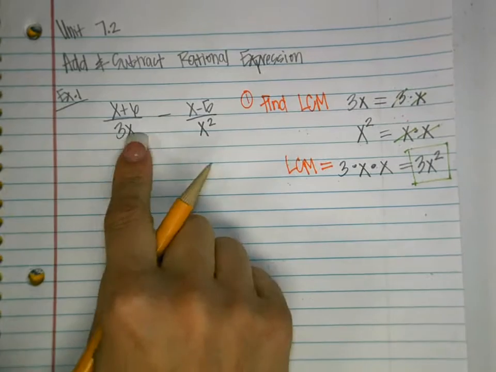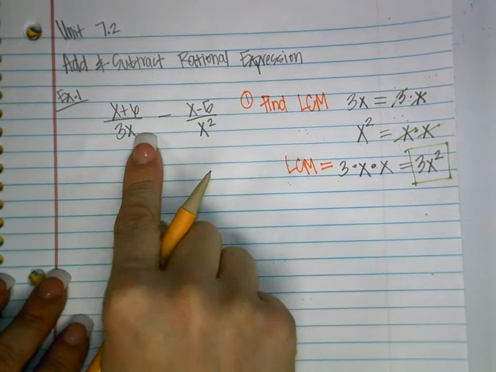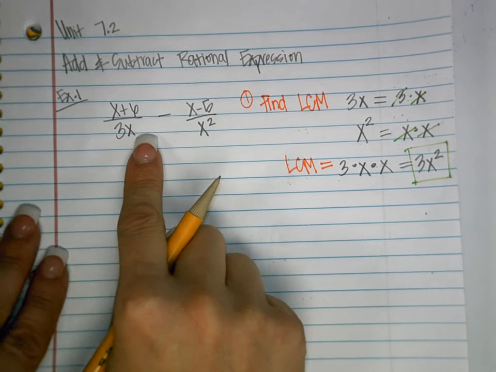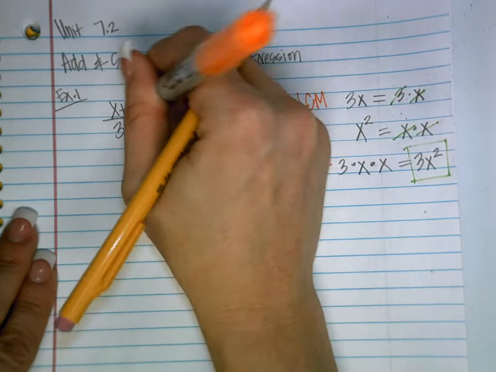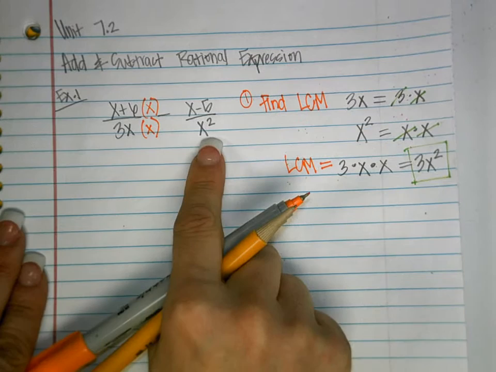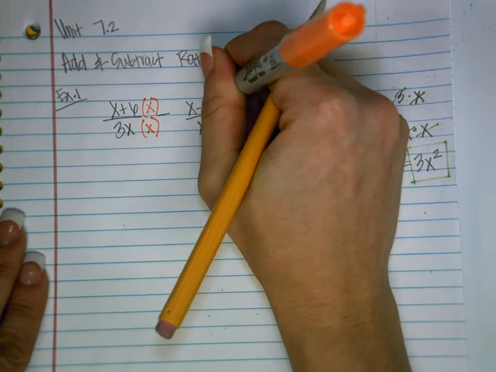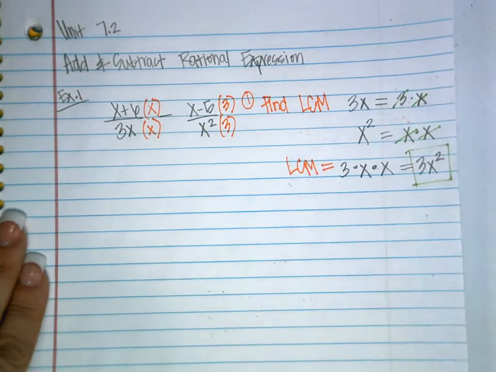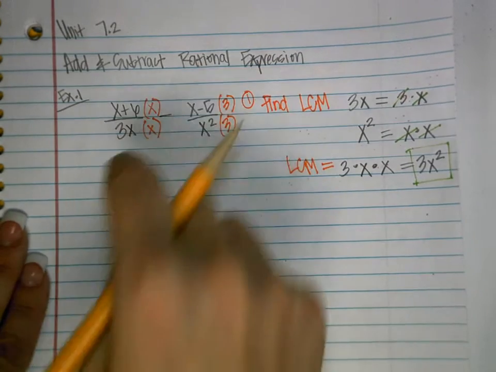So if I need to get to 3x squared, what would I have to multiply by? What am I missing in my first fraction? An x. So you would multiply by x in the numerator and x in the denominator. Then what am I missing in my second fraction? A 3. So you're going to multiply by 3 over 3. You can't just multiply on the bottom or just on the top. We have to multiply the top and the bottom.